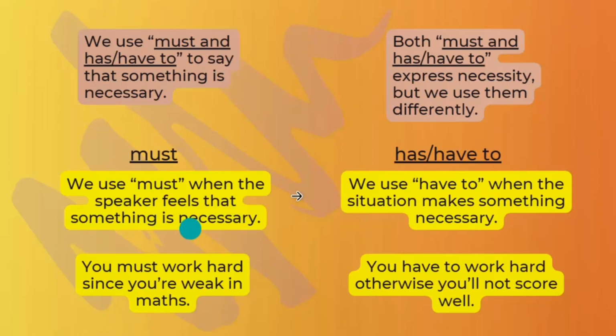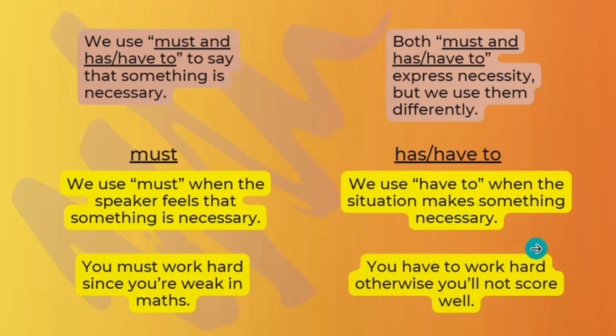On the other hand, if we talk about has to and have to, has to is used with third person singular, like he, she, it, and have to with everything else. We use has to or have to when the situation makes something necessary. Here, the speaker is feeling that this is necessary, so he is using must. Here, the situation is giving you the sense that it is necessary at this point. In this situation, somebody should do something. So you will use has to or have to.